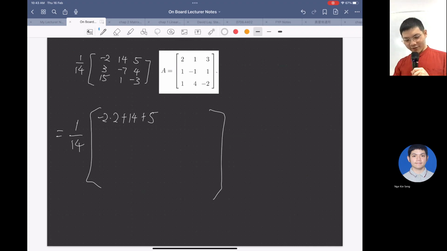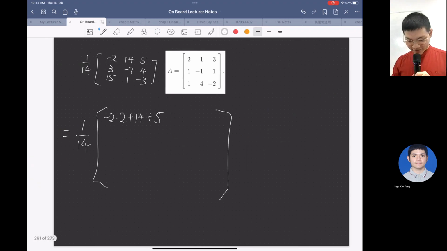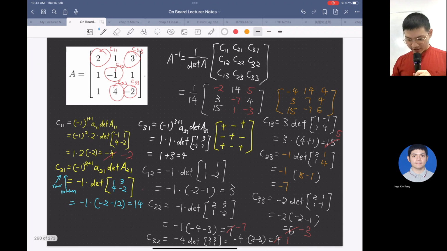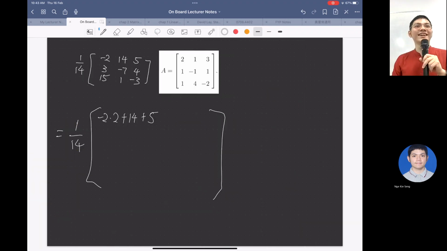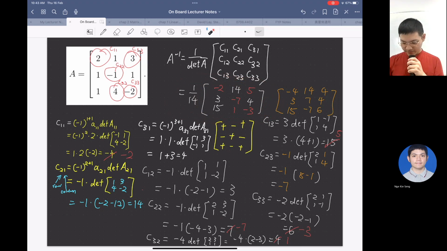What's this? 15, no? Is it? 15. I want 14. Anything wrong again? It's not 15. It's not 14. Hey, did everyone calculate this again? Everyone check this answer. Is this correct or not? Is this correct? No.